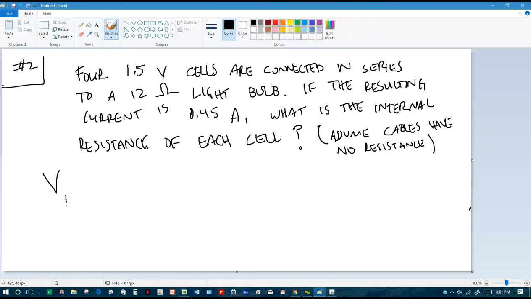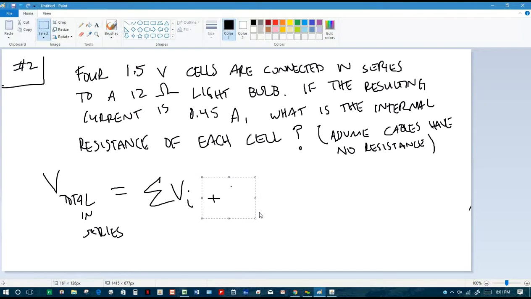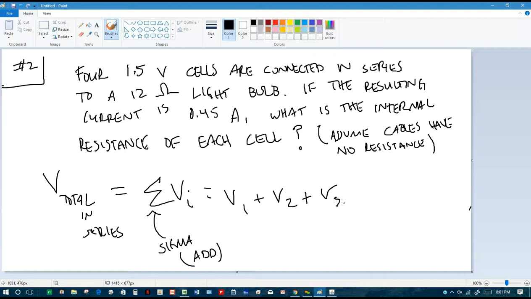Yep. And so there technically would be another formula, which is the total voltage in series is the sum of all of the voltages. So when you see that sort of notation in a math class or in physics, again, the sigma symbol just means to add up, right? Yeah. So it would just be equal to V1 plus V2 plus V3 plus however many voltages you have because of the different amount of batteries.